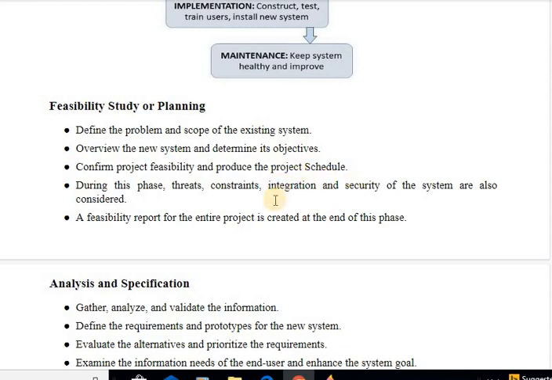During this phase we may face threats, constraints, integration and security issues of the system, they all are taken care of by the planner, or the person who is responsible for the planning phase. At last a feasibility report is ready for the entire project, which can be fed to the next phase as an input.